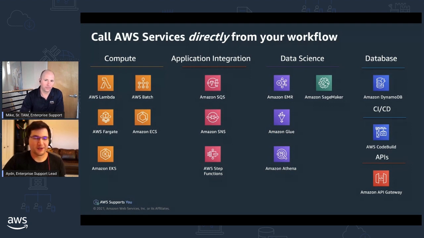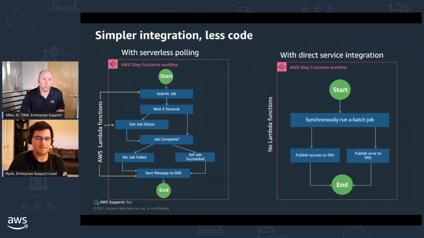Over to you, Mike. Yeah, the great thing to remember about this is each one of the states' input is the output of the previous state. So SNS output, whenever you call SNS, is input to the next state. Whenever you start building serverless applications, they can start to get complex really quickly.